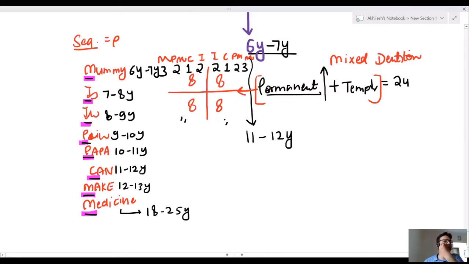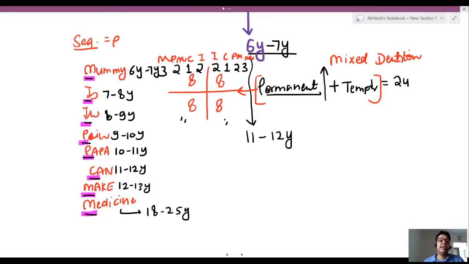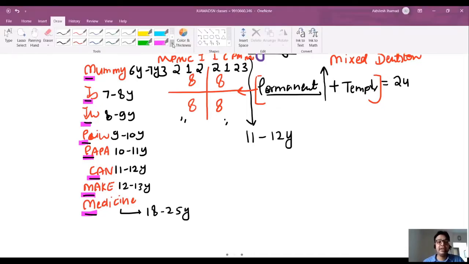So this is for one quadrant. M, I, P, P, C, M, M. Same, M, I, P, P, C, M, M. M, I, P, P, C, M, M. M, I. So it means, sir, it's not a single tooth. How many teeth do we have?